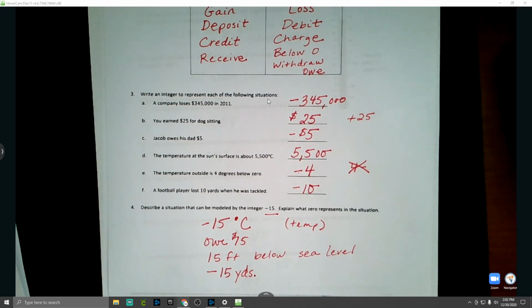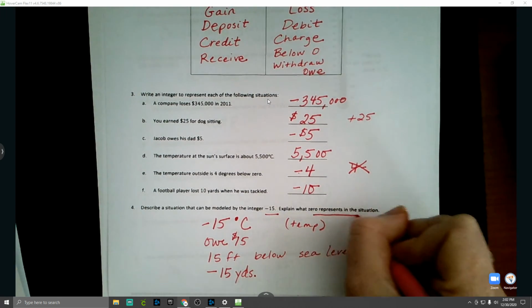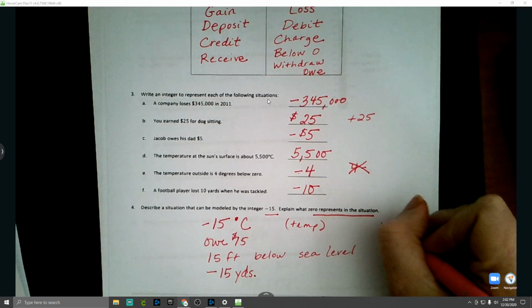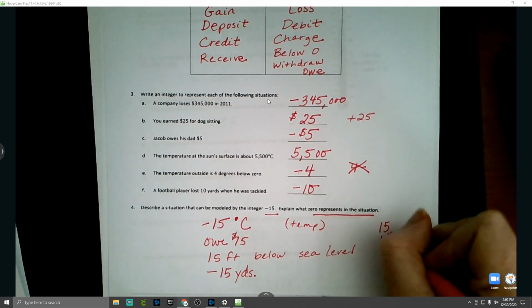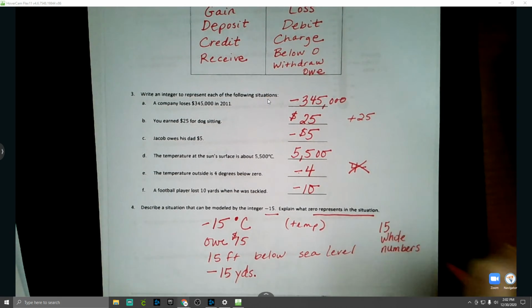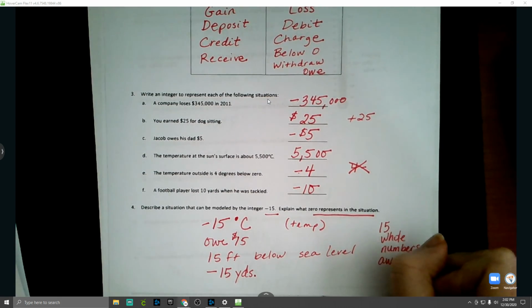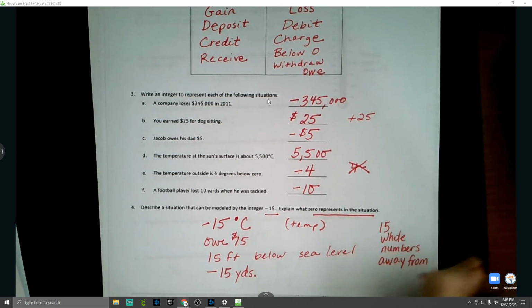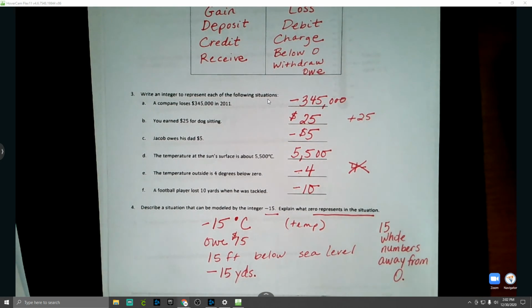So those are real world situations. And then again, what does it represent? It would be 15 whole numbers away from 0. 15 whole numbers away from 0.